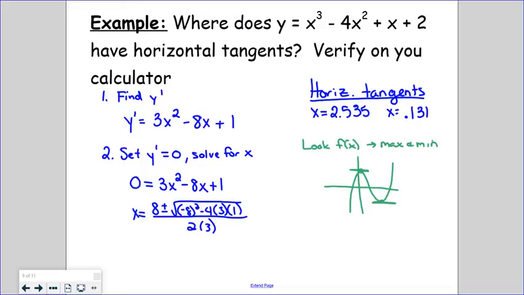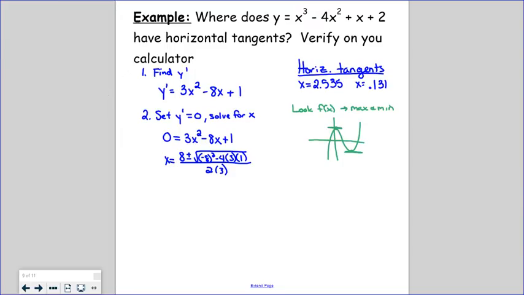A second option for looking at my calculator is I could look at f prime and find the zeros, right? So if I were to graph f prime, this guy, I would go find my zeros and find that I have a 0 at 0.131 and a second 0 at 2.535. So two different ways, and understanding, again, the relationship that's happening between those. Any questions for me on that?